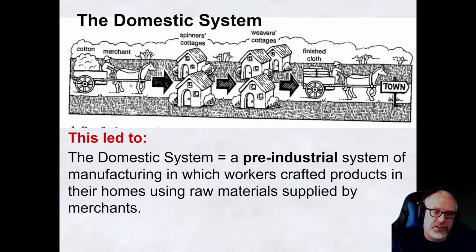So the cottage industry leads to the domestic system, and this is again still pre-industrial, and it's manufacturing that's done by workers. So a merchant goes and buys the raw material. They then take that raw material to the various cottages. Those cottages will then turn that into a finished product, which the merchant buys from the cottage industry people.